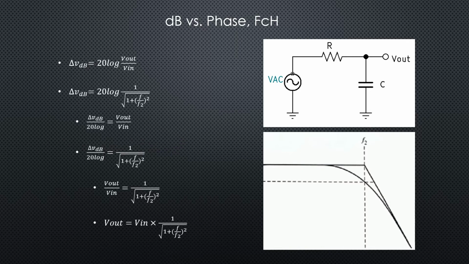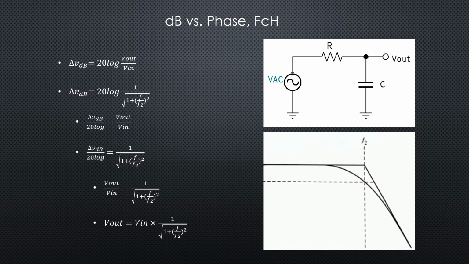All right, so we've got two dB formulas, and we can observe that there are some similarities between these two formulas that we can maybe use to develop a new formula that will benefit us for this example. So if we solve both formulas in terms of delta VdB divided by 20 log, you can see in the next two steps down, the first one I get is equal to V out over Vin, and the second one I get is equal to 1 divided by the square root of 1 plus F divided by F2, that quantity squared.